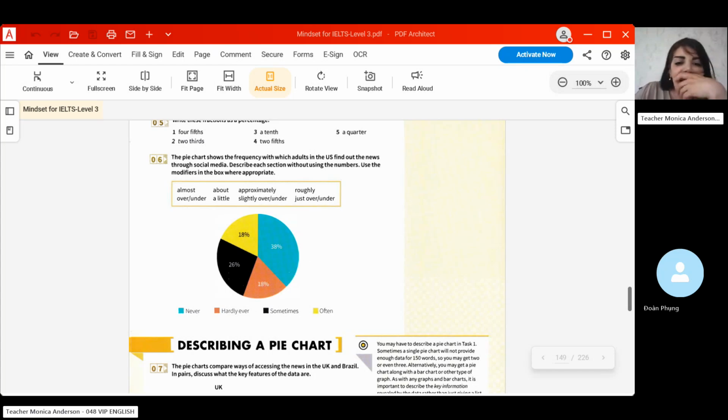The second one, choose one segment. Which one? Yellow. Okay, yellow, 18%, often. So, often.